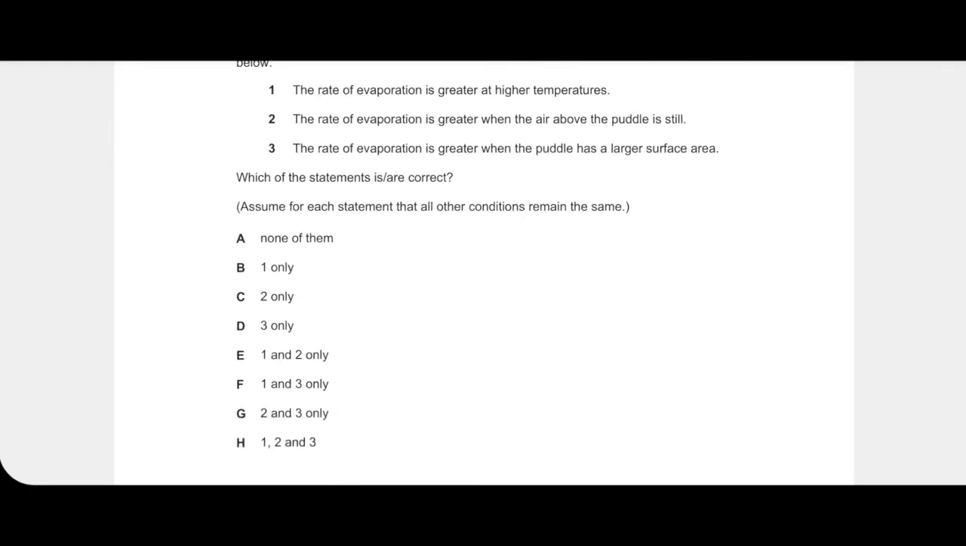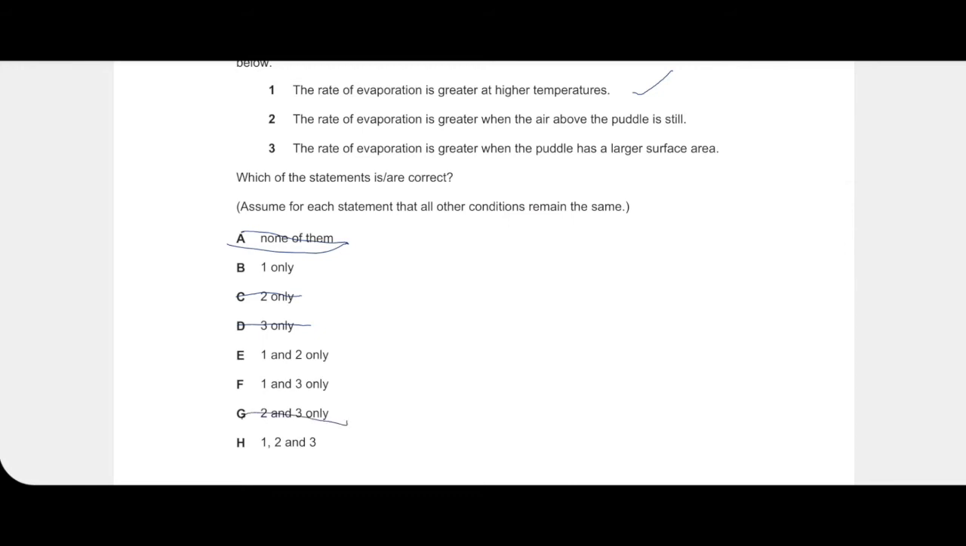So this question is using your knowledge of physics and what variables affect evaporation in particular. So let's look at statement number 1. The rate of evaporation is greater at high temperatures. This is true because the water molecules in that puddle will have greater kinetic energy. Therefore, they're more likely to evaporate. So, number 1 is correct. And let's start doing some eliminating. So it can't be A, the answer. Can't be C, can't be D. And it can't be G.